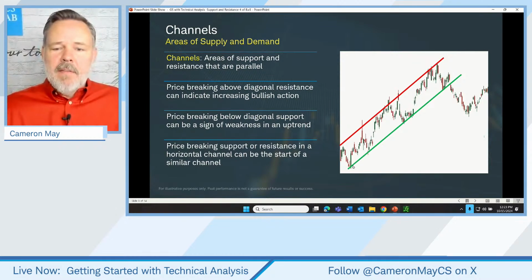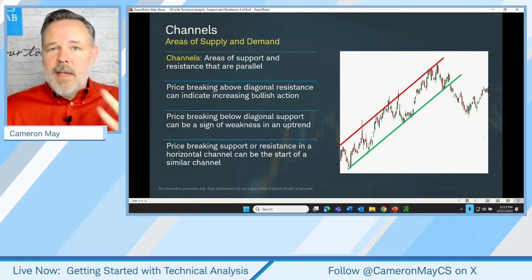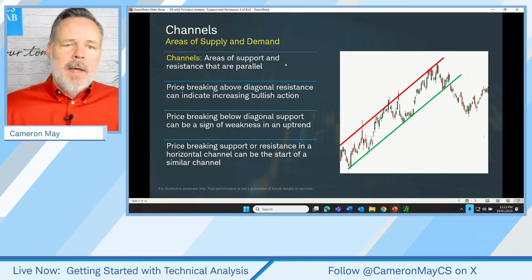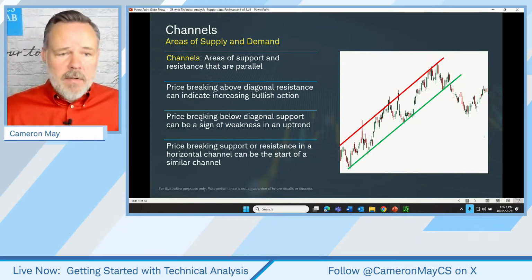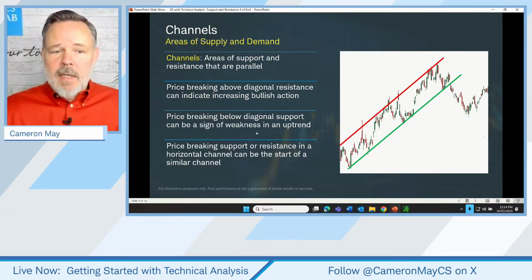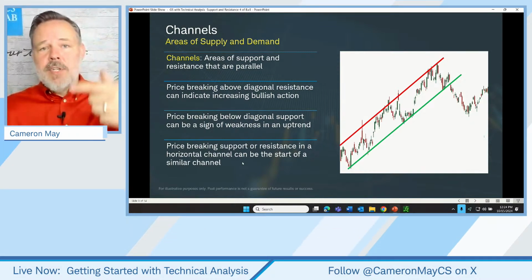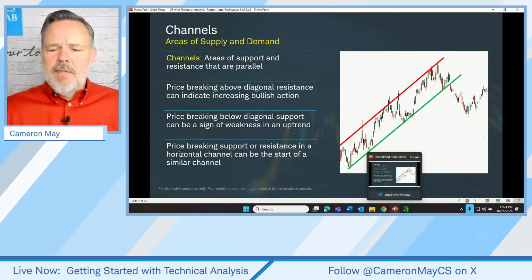So yeah, in our channel example in our graphic here, we have a channel that's going up. Channels can go up, down, or sideways, but each of those types are conceptually tradable, right? But price breaking above a diagonal resistance in a channel can indicate increasing bullish action. Price breaking below our channel can be a sign of weakness in a trend. And price breaking support or resistance in a horizontal channel can be the start of a similar channel at a lower or higher level. So let's look at some examples of channels on our charts.